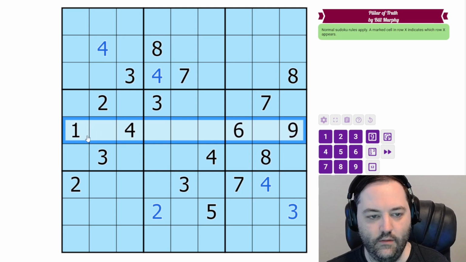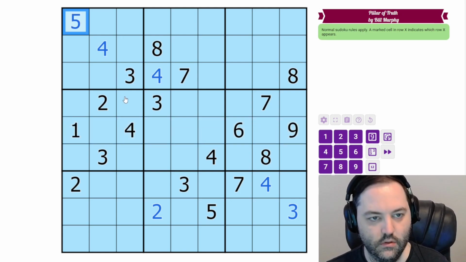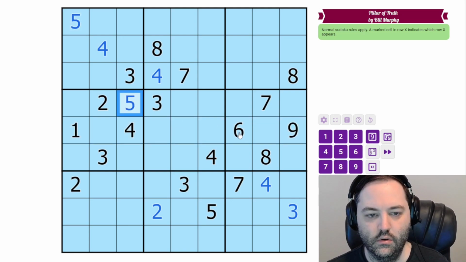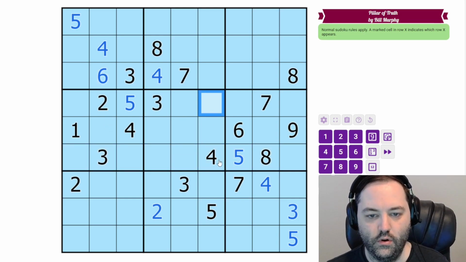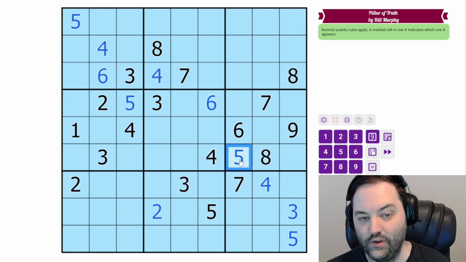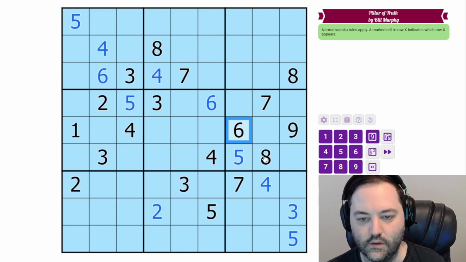In row 5, we have row 1. We have row 4. We have row 6. And we have row 9. In row 6, we have row 3. We have row 4. We already took care of row 5. So this 6 placed a 5 here. That 5 is looking back at the same 6.